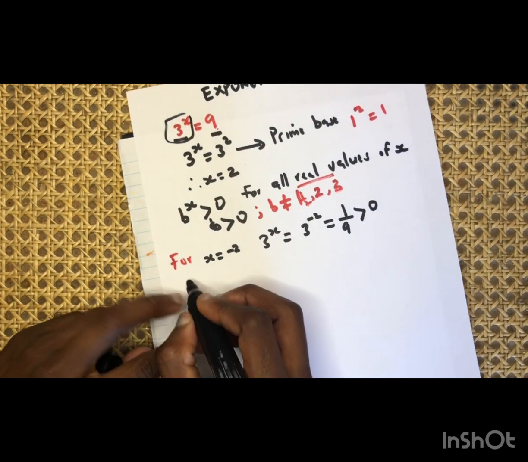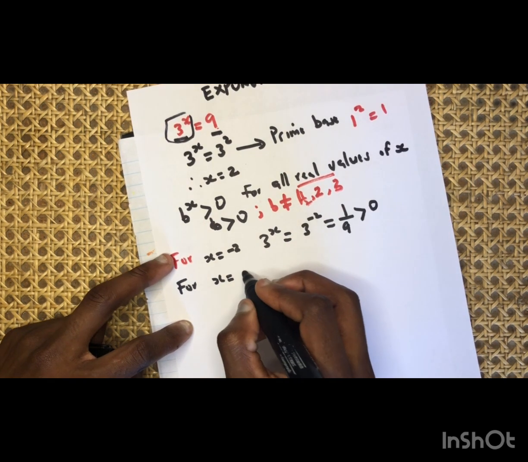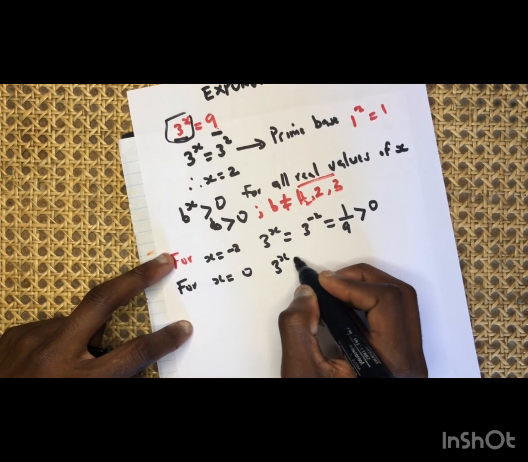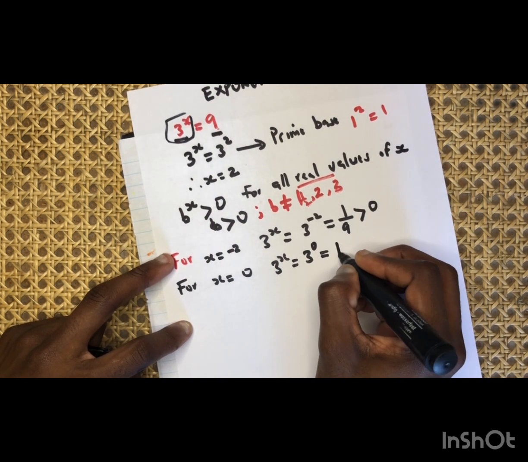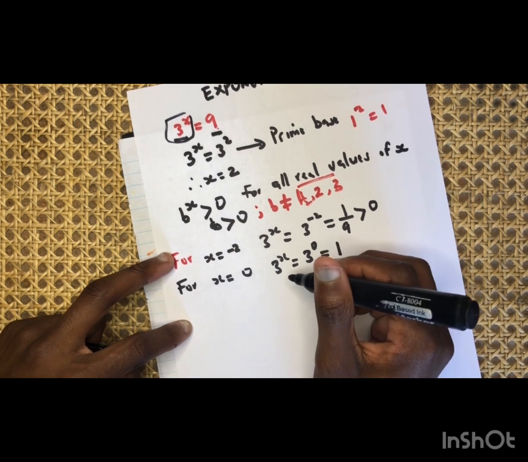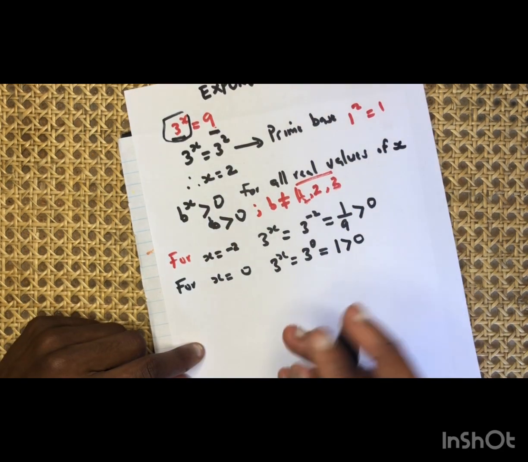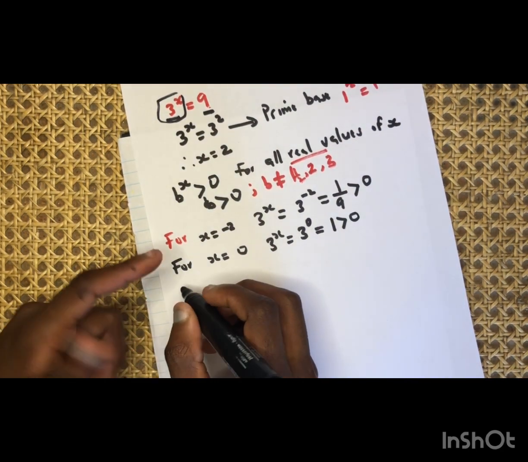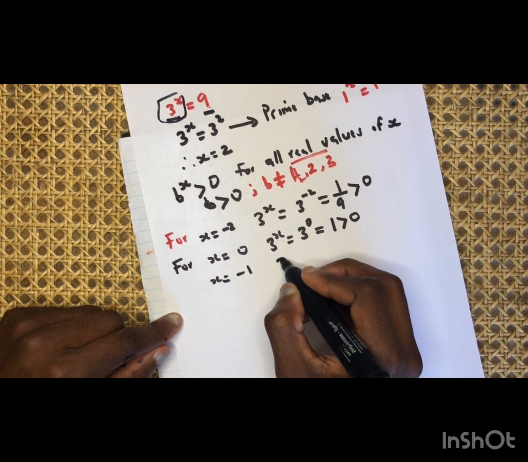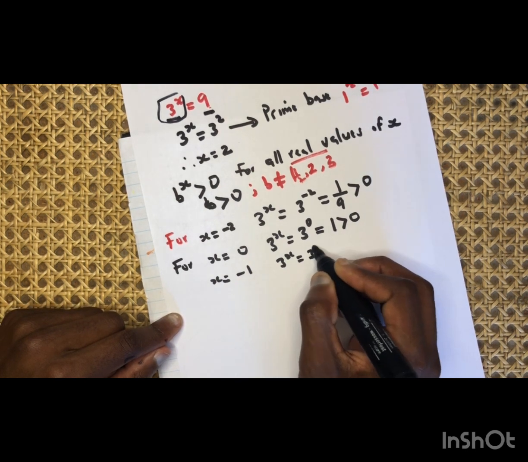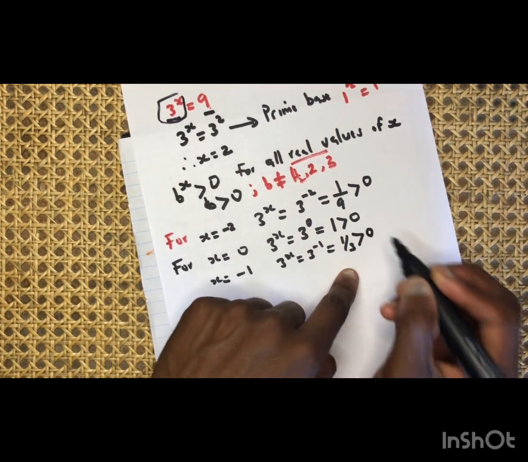Even if, let's say for example again, x is equal to 0, if you say 3 to the power x and you put your 0, can you see that you get 1? Because we said anything raised to the power 0 is 1, and 1 is bigger than 0. Even if you say, for example, x is equal to negative 1, this is 3 to the power negative 1, which is the same as 1 over 3, which is also bigger than 0.